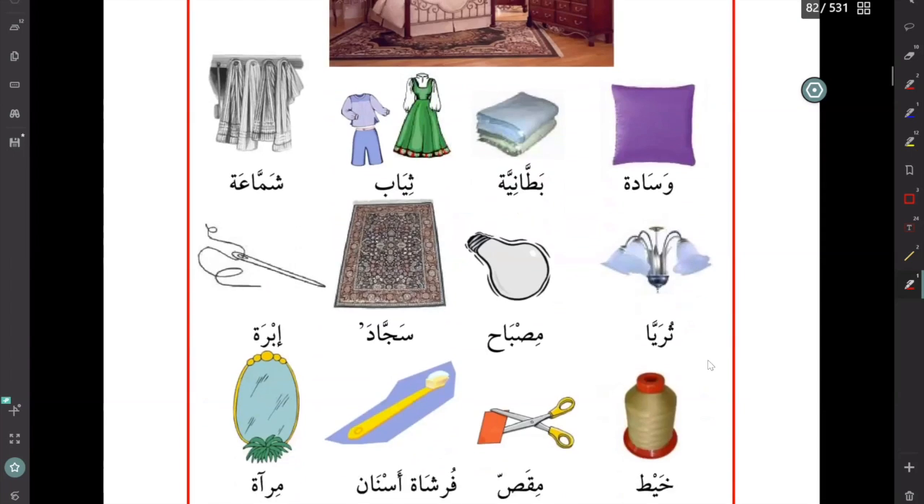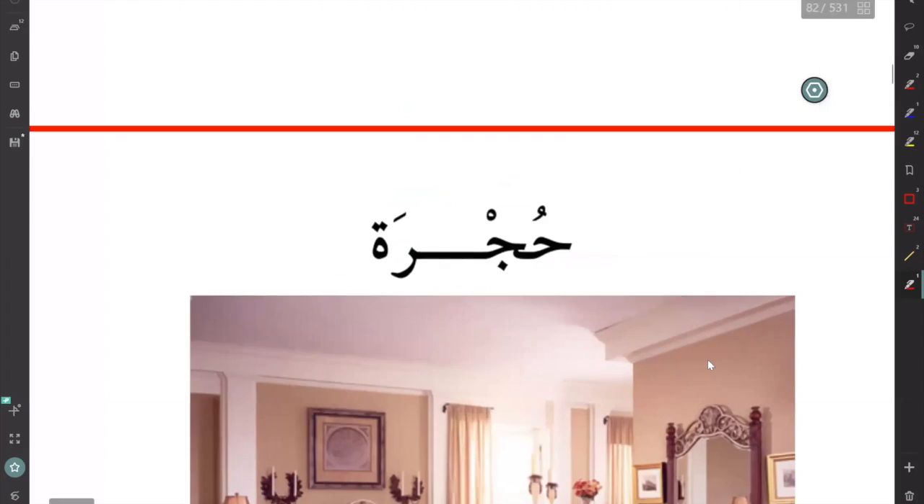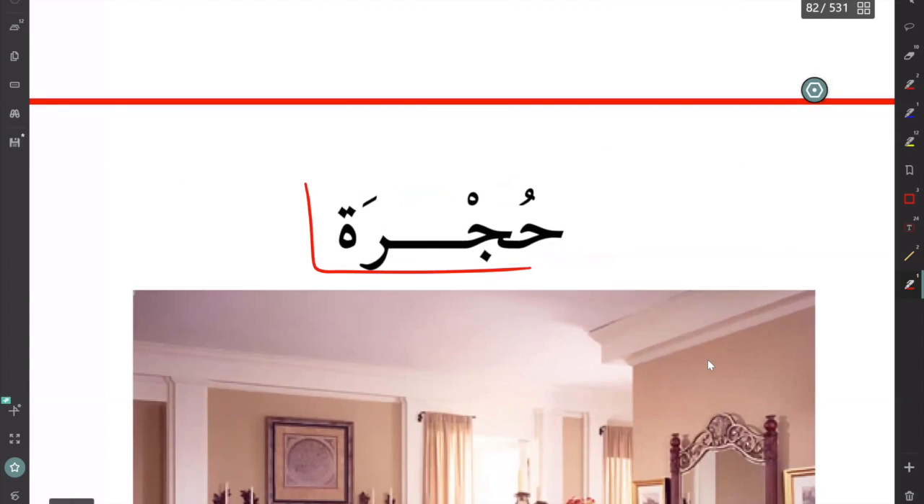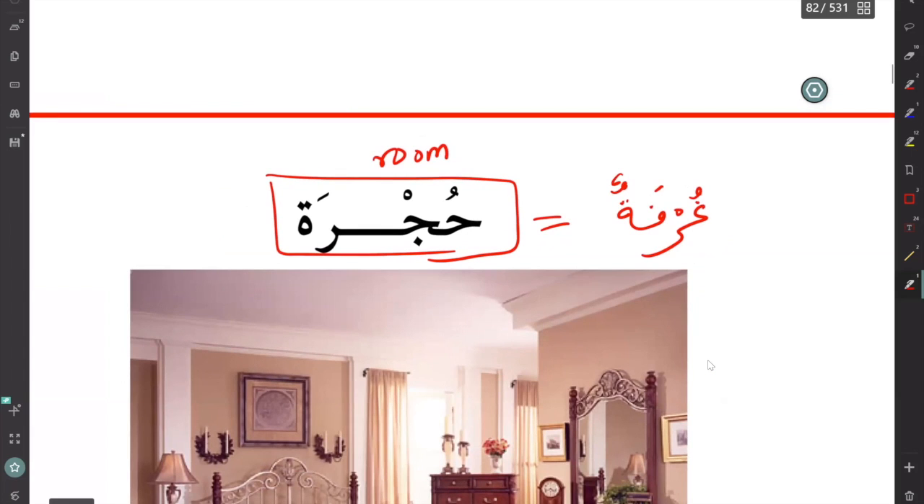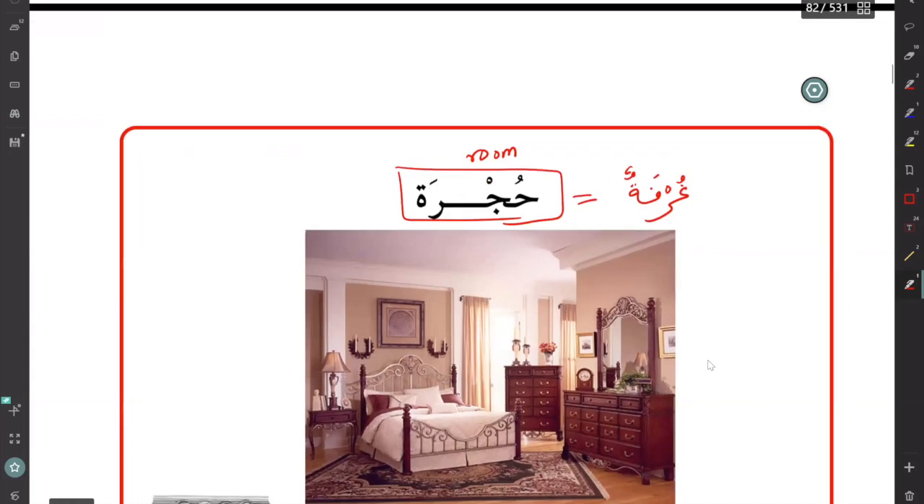Now we have another set of words in this page. It looks like it's going to be about hujra. You remember what hujra means? We studied this word before when we studied hujratul dirasa, remember? So hujra is room, right? And we also studied another word, which was ghurfa. Hujratun or ghurfatun. Both of them mean room.